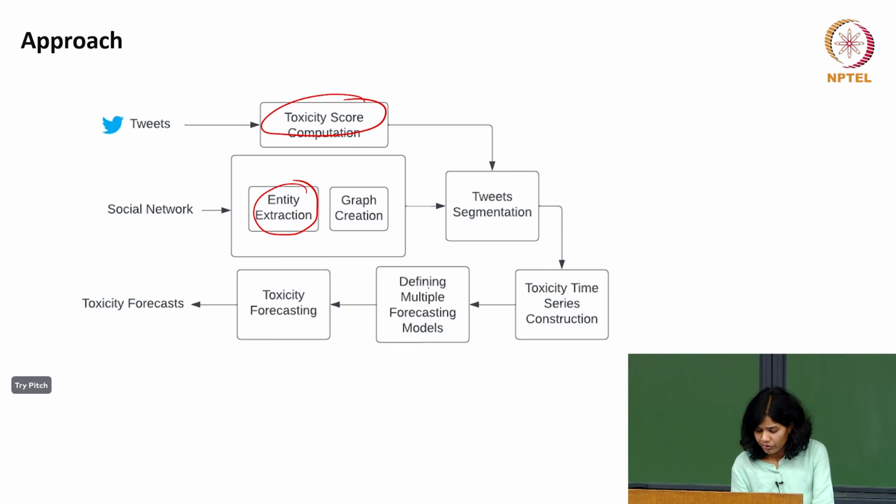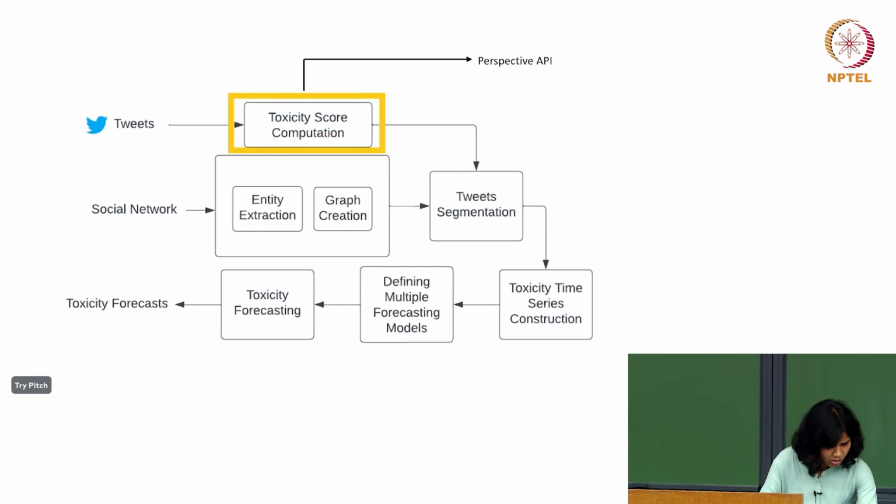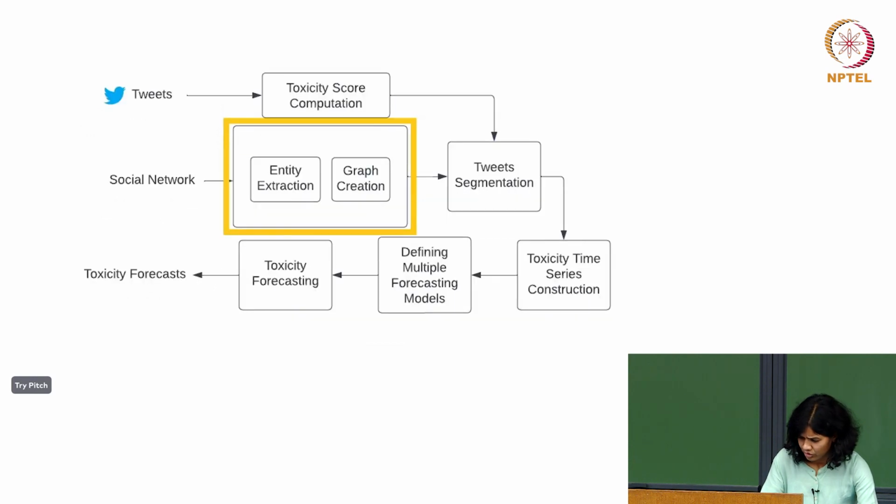And then we have multiple models for forecasting, and we see which one works better, right? That is easy to see. In the case of forecasting, whatever you predict either matches the actual or not, so accuracy is very easy to measure. Yeah, we used the Perspective API to figure out the toxicity.